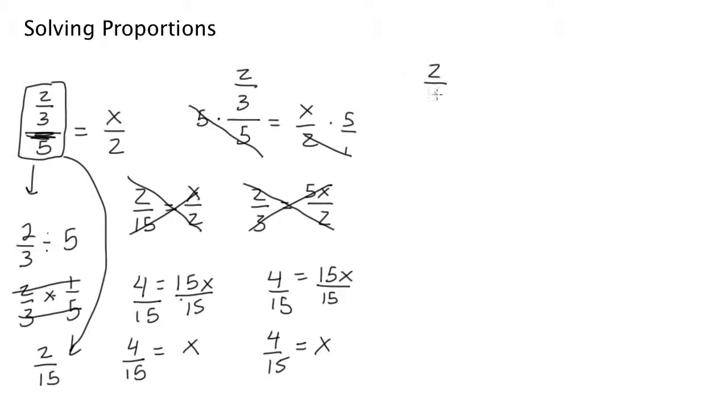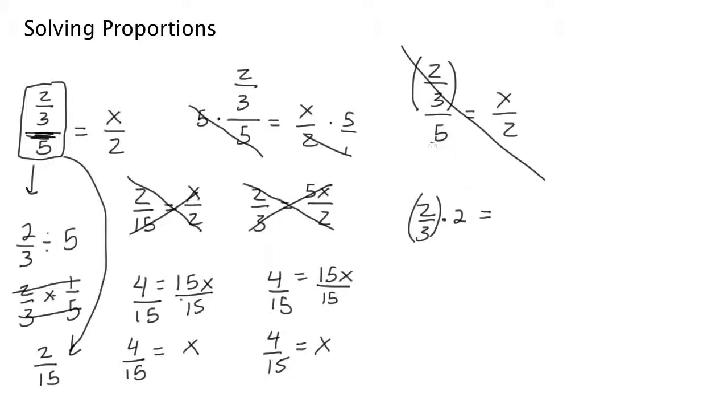Then let's do one more. 2 over 3 over 5 equals x over 2. Another way is, pretend this fraction, right? Just think of it as one unit, one big thing. Okay, so what do we do? We cross multiply. Oh no, here we go. 2 over 3 times 2. 2 over 3, that's this fraction, times this 2. There's an equal sign. And then 5 times x, 5x.